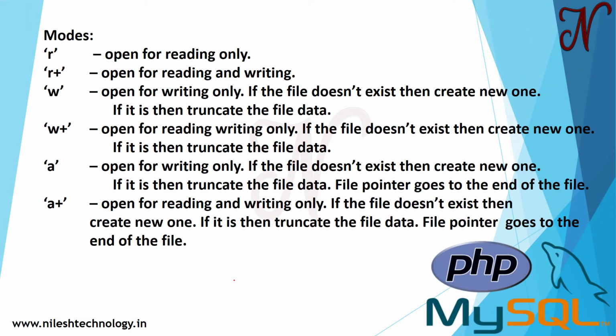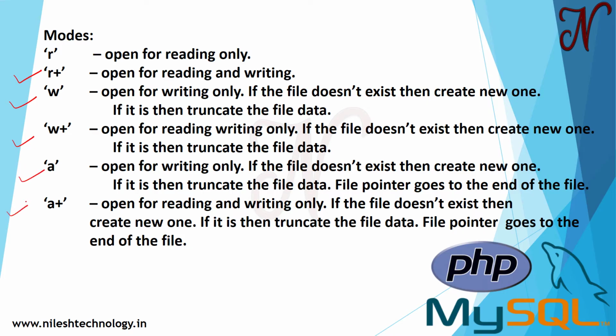Then see here, there are different modes in PHP. r opens the file for reading. If the file does not exist, then it returns false. Then r plus opens for reading and writing. Same, w opens for writing only. If the file doesn't exist, then it creates a new one, and the cursor goes to the first character of the file, that is, the beginning of the file. w plus is reading and writing. Same here, if the file doesn't exist, then it creates a new one, and it truncates the file data if the file already exists.